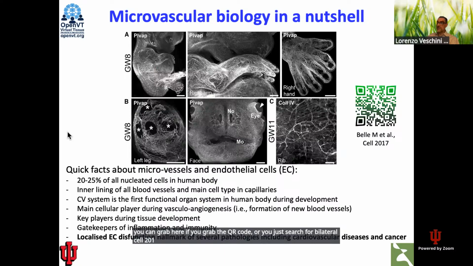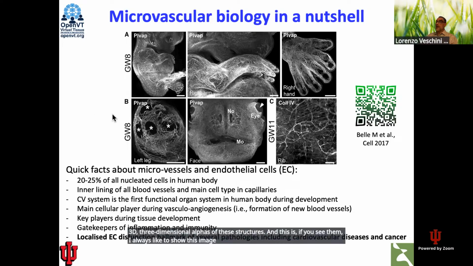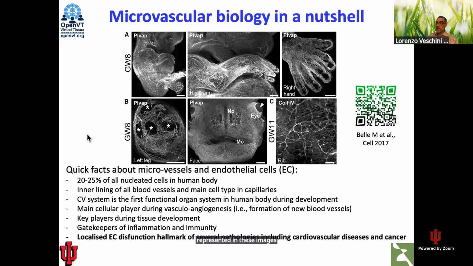2017. They stained human embryos for vascular and other markers, and they were able to build a three-dimensional atlas of these structures. I always like to show this image because it is very good. It shows these tiny white structures against the dark background, so there is nothing else but blood vessels represented in these images, and they are really diffused throughout the body.